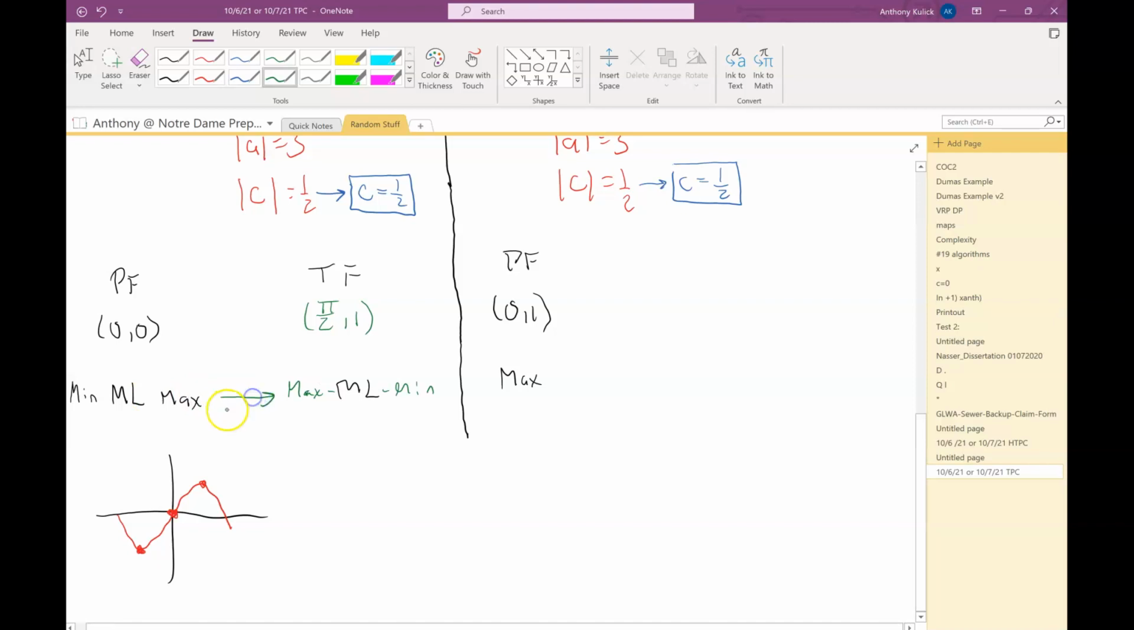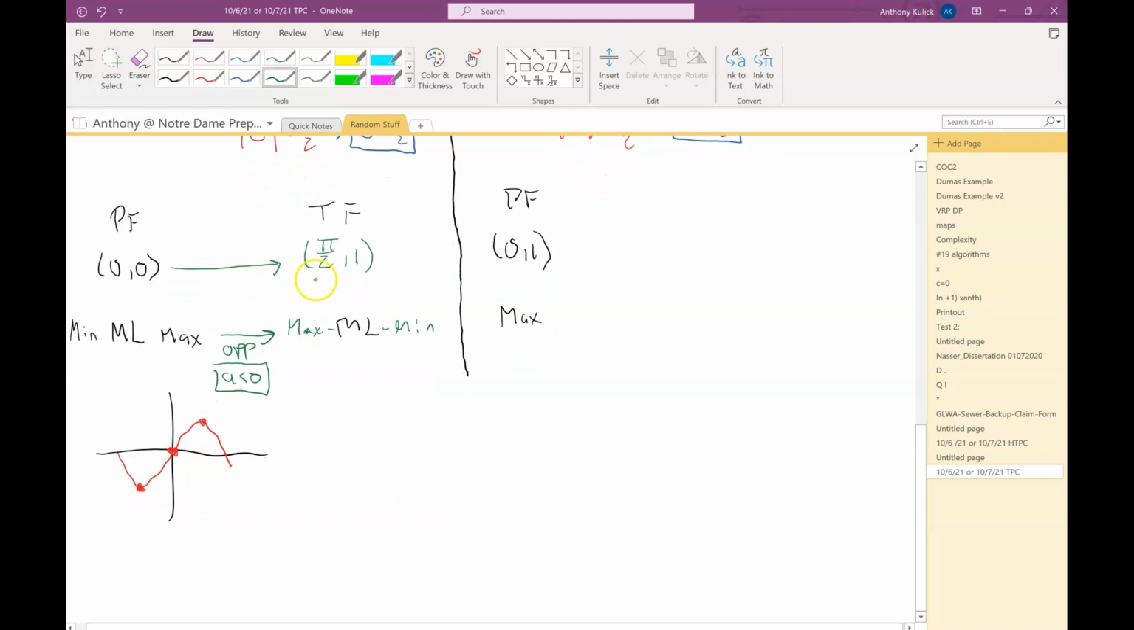So notice that here, the order is opposite. In the parent function, it's minimum, midline, maximum. In my transformed function with the point I've chosen, it's maximum, midline, minimum. Since those are opposites, that tells me that the A needs to be negative. If they were the same, the A would have to be positive. And then here, what this tells me is that H is pi over 2. Let me show you why.